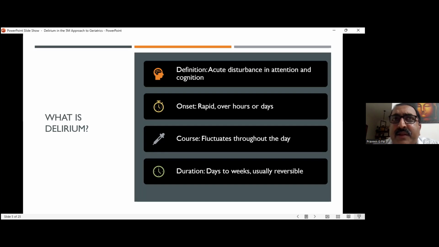Cognition is basically decision making, understanding how you understand the world. All those things come under cognition. What makes delirium different from others is that the onset is rapid. It has happened suddenly. Till yesterday everything was okay. Suddenly today morning, or within a few hours, everything has changed. Or within one day or 2 days, suddenly there is a change. So there is a rapid onset.